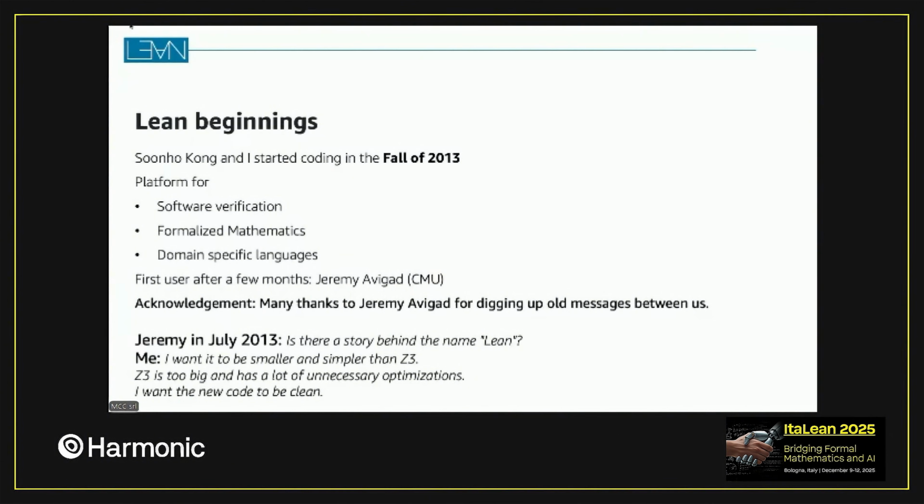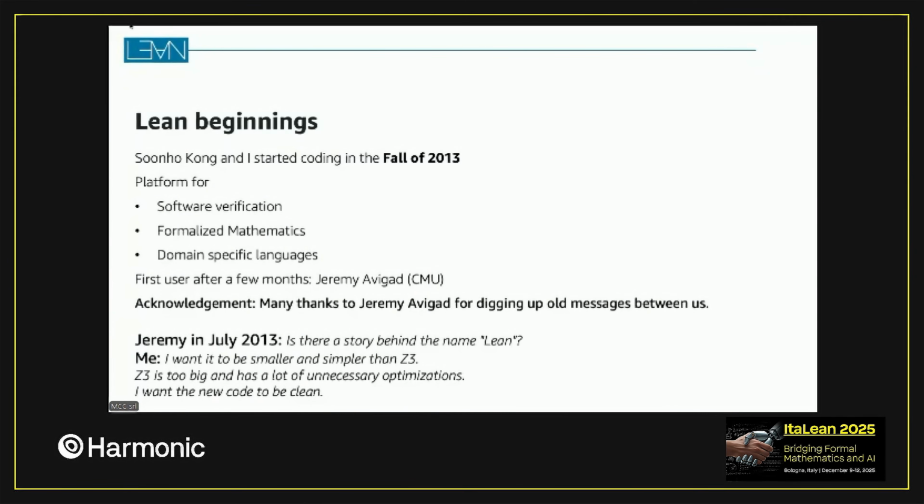But we were excited about Lean, and Soonho is a warrior. I mean, he goes for it. Next day he had tons of dependent type theory books in his office. And yeah, we started from the beginning. The goals of the project were software verification, formal mathematics, and domain-specific languages.